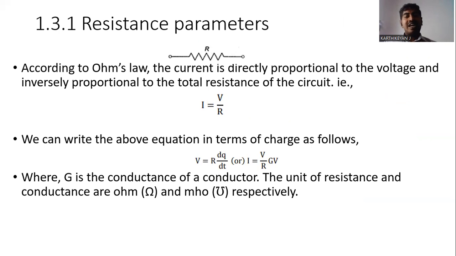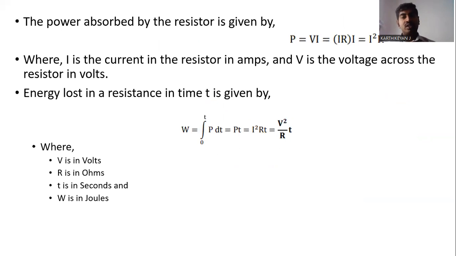According to Ohm's law, current is directly proportional to the voltage and inversely proportional to the total resistance. So V equals IR. Initially we are going to see the resistance parameter. This can be written as V equals R into dQ by dt, or I equals V by R. The power absorbed by the resistance is given by P equals VI, or I squared R, where I is the current in the resistor and V is the voltage across the resistor. So W is given by integral 0 to T of P dt, that means I squared RT. It is also V squared by R into T.